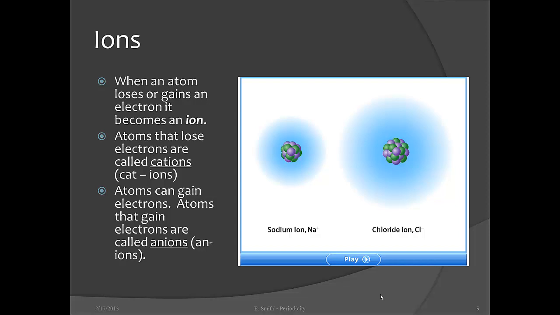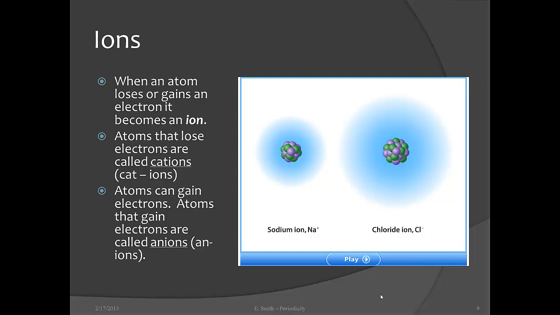Now, there's this case in which we can lose or gain electrons, and this is what we call an ion. It's no longer called an atom because now there's a charge associated with it. Okay? And atoms that lose electrons are called cations.